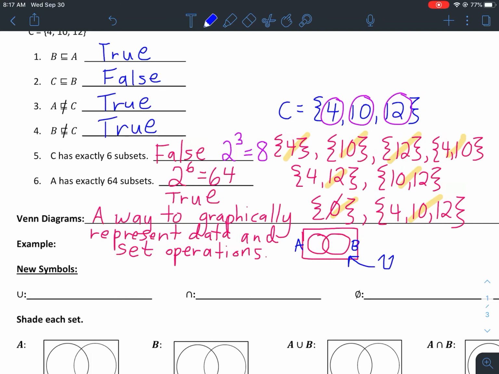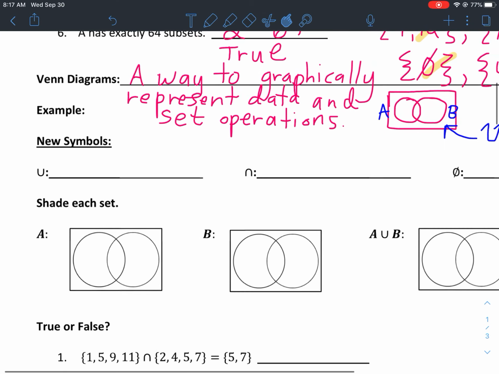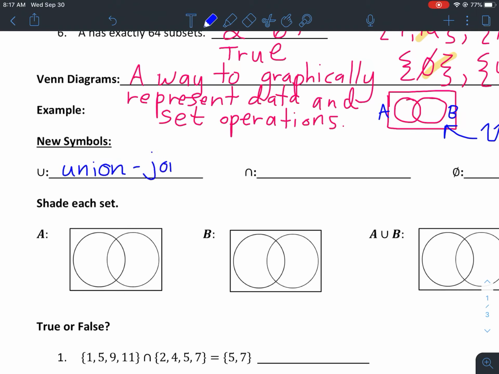So that means everything in the whole rectangle. Okay, so now some more new symbols. The U right here means union. And what a union does, it joins the sets, also known as OR. If you see the word OR, that means the same thing. We're going to join the sets together.